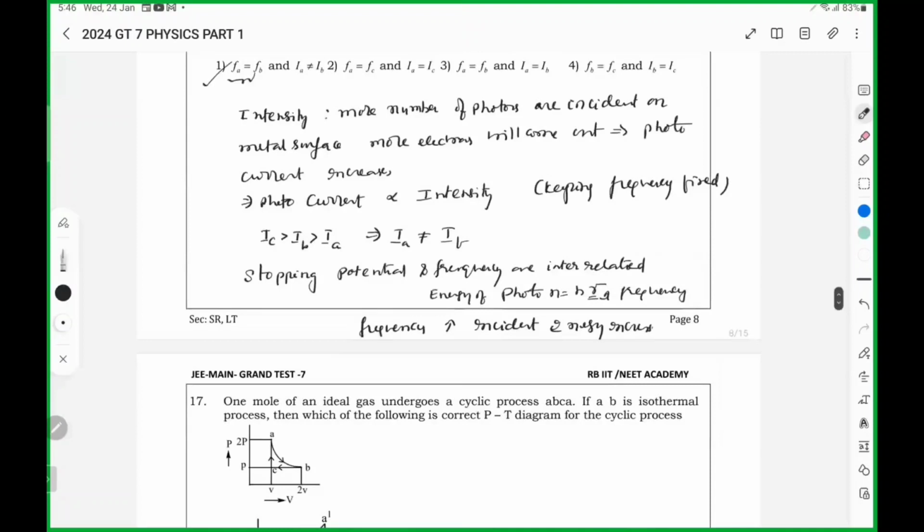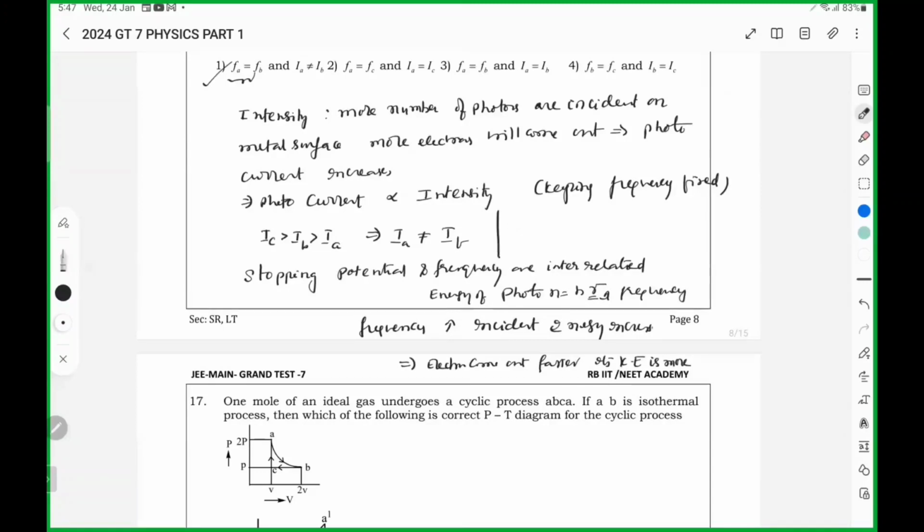Once incident energy increases, proportionally the electron comes out faster. That means its kinetic energy is more. As frequency is increased, photon energy is increased, and the electron comes out with more kinetic energy.